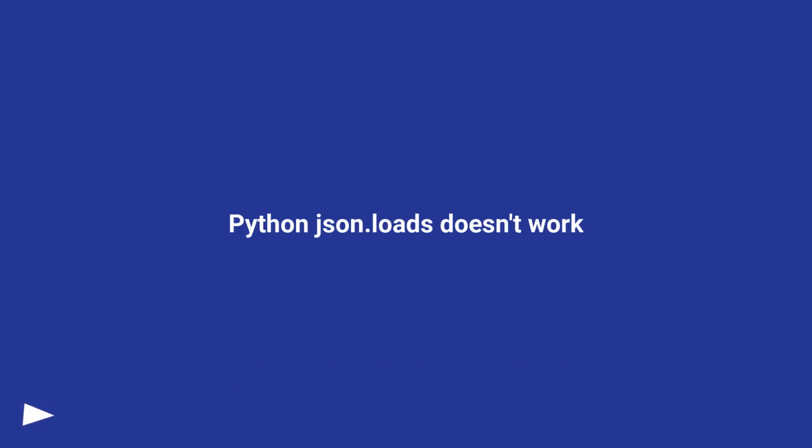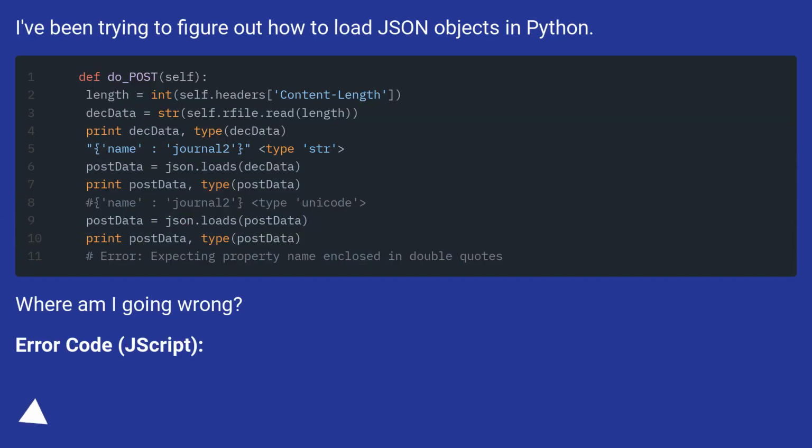Python json.loads doesn't work. I've been trying to figure out how to load JSON objects in Python. Where am I going wrong?